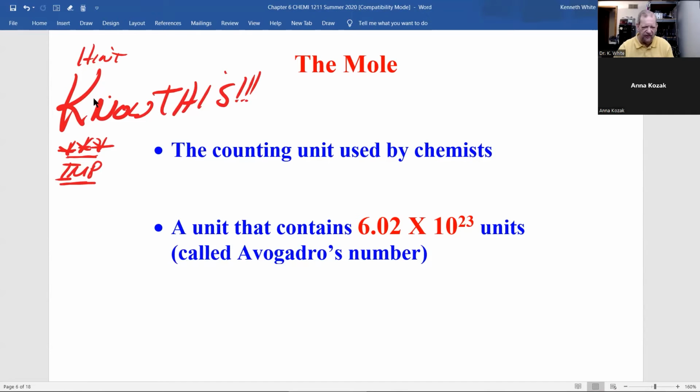And the mole is, what is the mole? You should know the mole is the counting unit used by chemists. What do we mean by counting unit? Well, if you go to a supermarket, can you buy 1 egg? No, it's in a box. And how many in that box or container? 12. That's 1 dozen. A dozen is 12, and that's a counting unit.